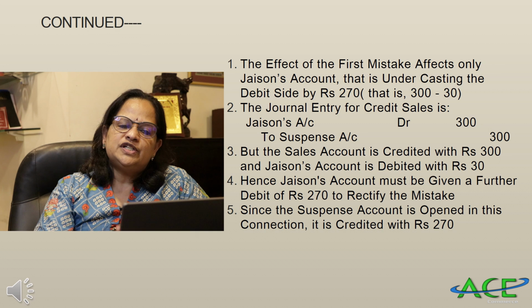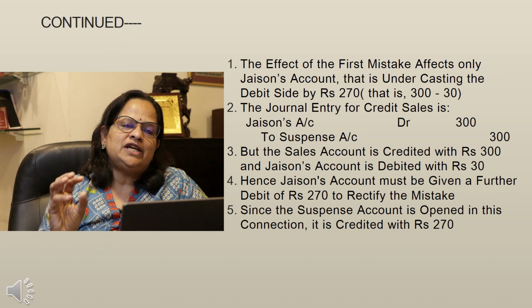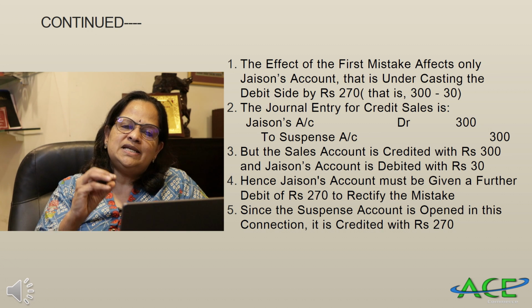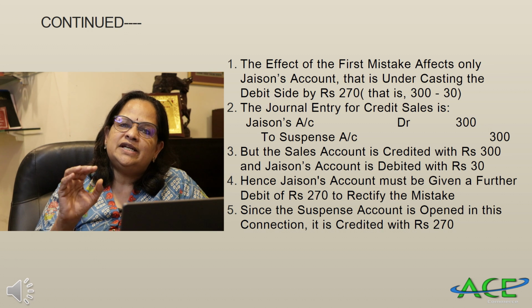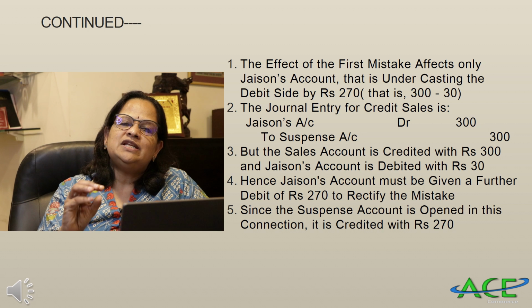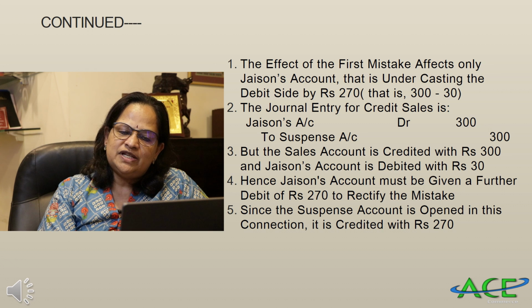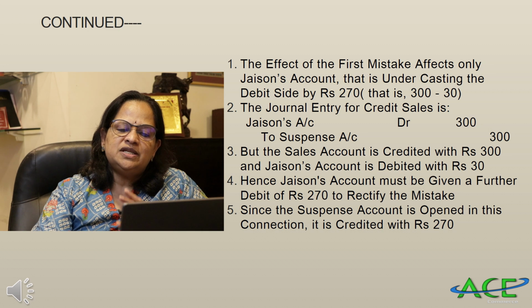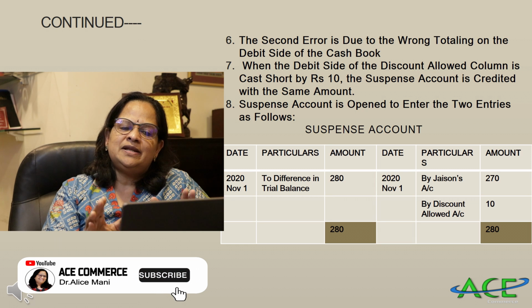Now, the effect of the first mistake affects only Jason's account. That is undercasting the debit side by 270. Only Jason's account, the value is taken. Instead of 300, we have taken the value as 30. So the journal entry for credit sales is Jason's account debit 300 to sales account 300. But the sales account is credited with rupees 300, while Jason's account is debited with only 30. Hence, Jason's account must be given a further debit of rupees 270 to rectify this mistake. So how? Since the suspense account is opened in this connection, it is credited with 270. So now 270 we will enter in the suspense account.